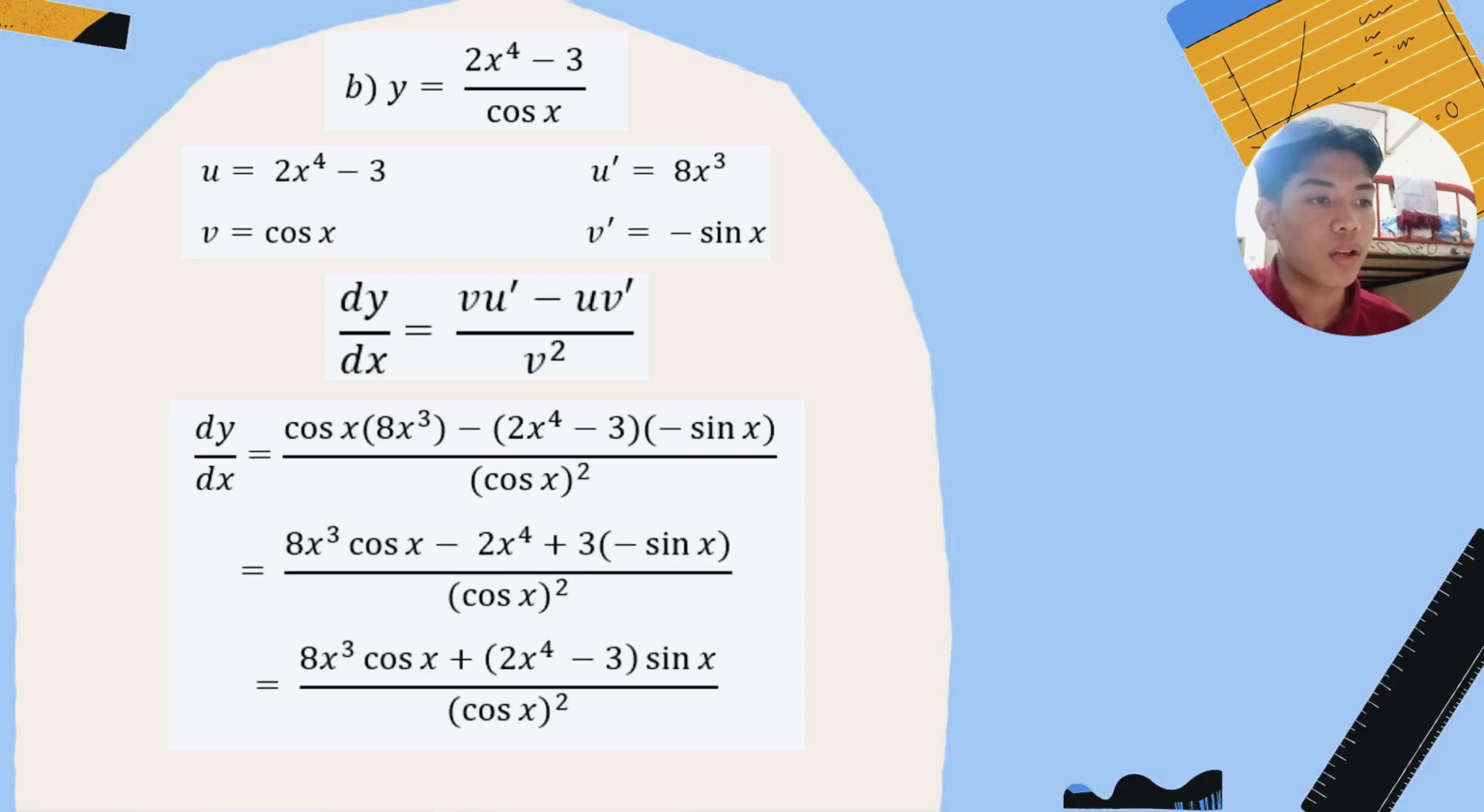And if we put it all together, we get our final answer, which is 8x to the power of 3 cos x plus (2x to the power of 4 minus 3) sine x, divided by cos x squared.